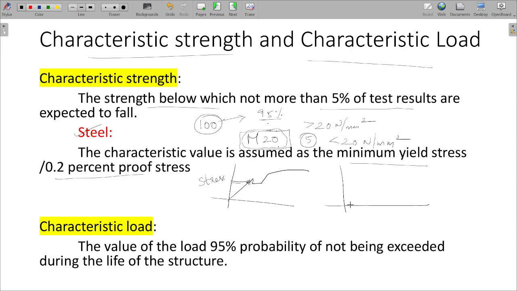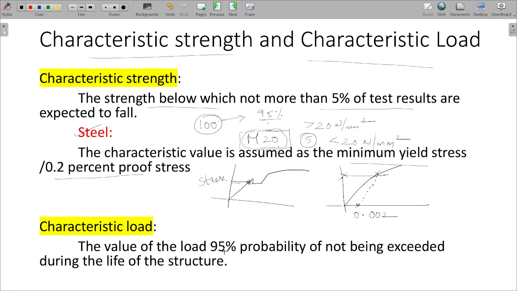And if we consider high yield steel, we do not have this exact break which we can recognize as a minimum yield stress. So for this we consider 0.2% proof stress as the characteristic value. So 0.2% means 0.002, we take it as the characteristic value. So this is what is meant by characteristic strength.